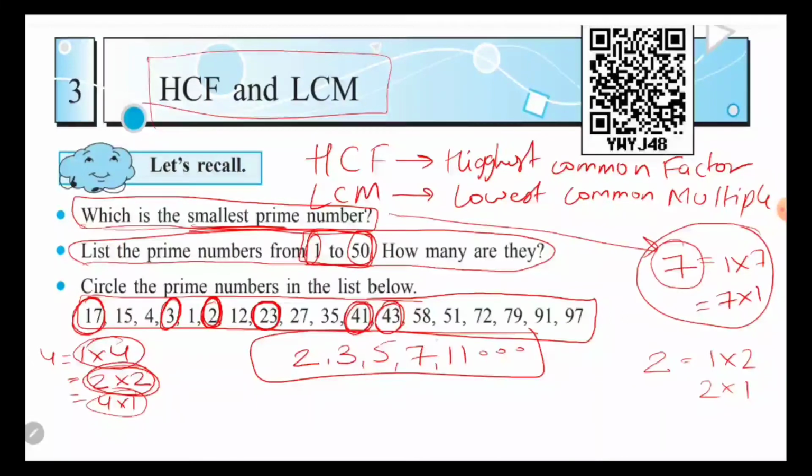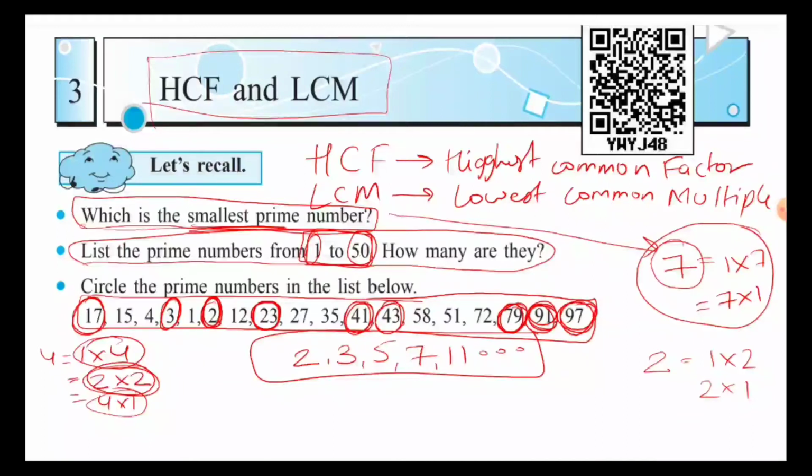Now 51 is also not a prime number because it comes in how much table? 3's table. 3 के टेबल में ये आता है. Okay, 72 also comes in 3's table. 79 does not come in any table, so this is a prime number. 91 again does not come in any table, and 97 also does not come in any table. So these all are prime numbers. This is the first page which you have to write also in your notebook.